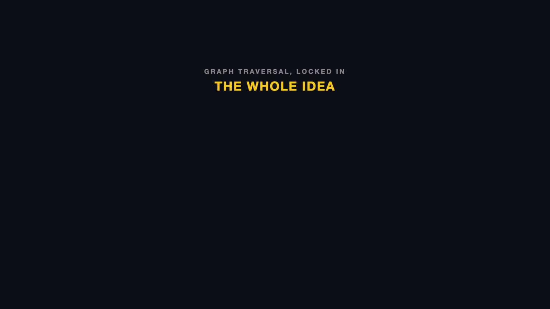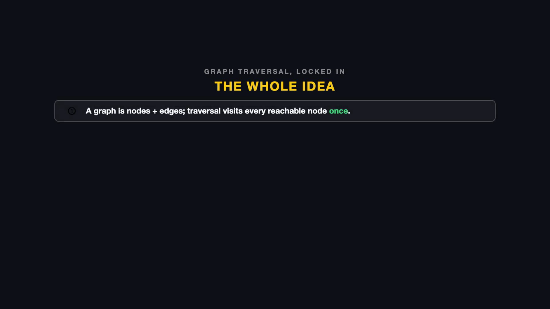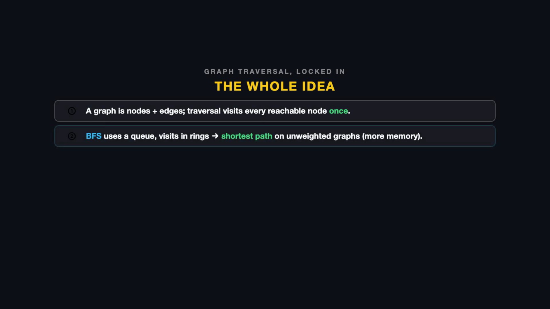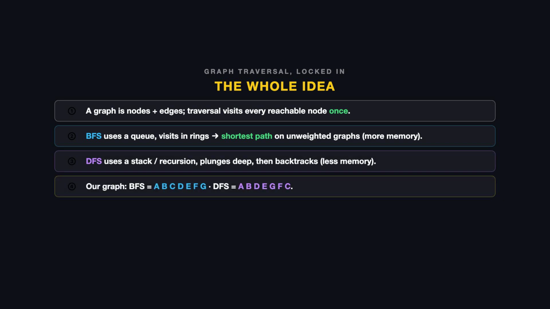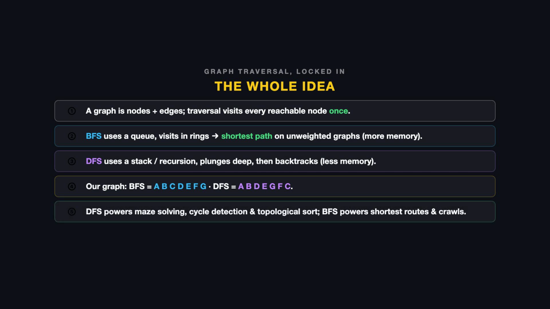Let us lock it in. A graph is nodes and edges, and traversal means visiting every reachable node once. Breadth first search uses a queue and visits level by level in rings. On an unweighted graph it finds the shortest path, at the cost of holding the whole frontier in memory. Depth first search uses a stack, or recursion, and plunges down one path before backtracking. It uses less memory and answers does a path exist, powering maze solving, cycle detection, and topological sort.